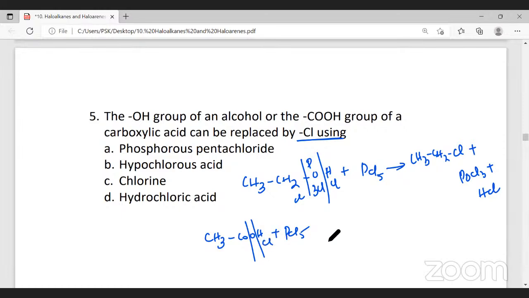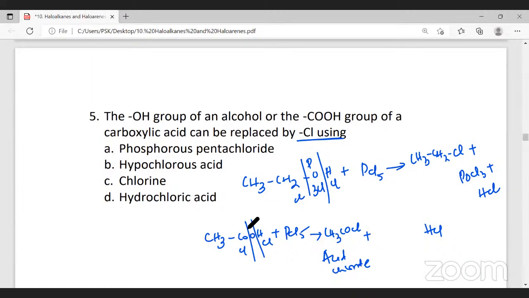So one chlorine reacts with H and gets eliminated as HCl. One more chlorine reacts with carbon and gives the product CH3COCl. This is called an acid chloride. The specific name is acetyl chloride. The common name is acid chloride, an example of an acid chloride.